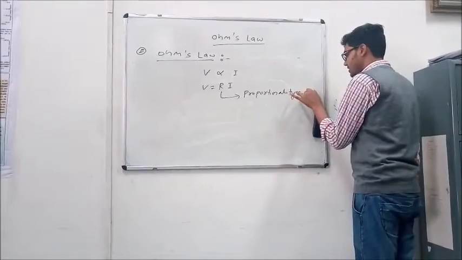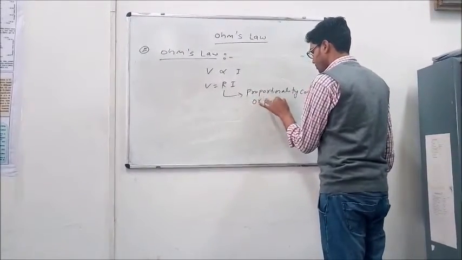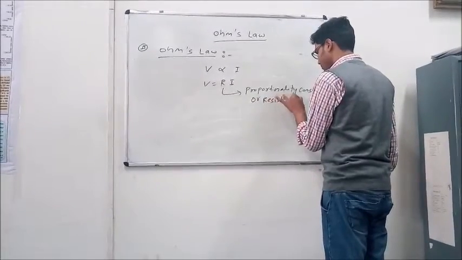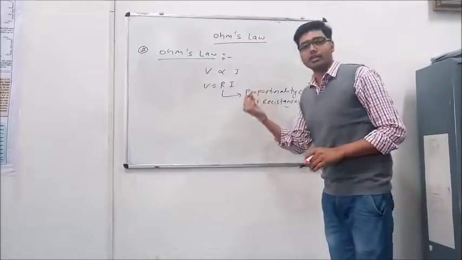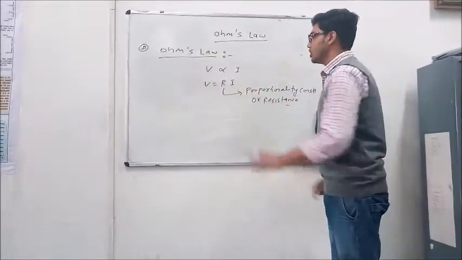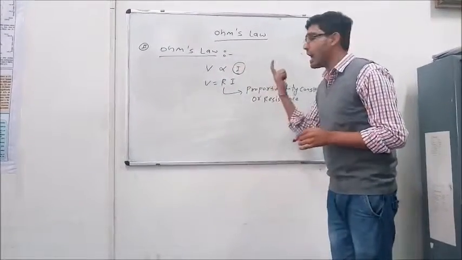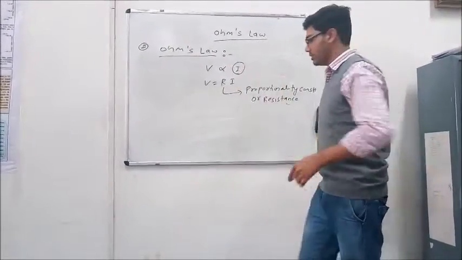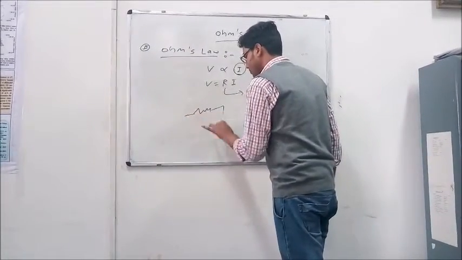Constant, or resistance. It means at constant temperature, if you apply V amount of voltage to a circuit, it will cause I current to flow through it. That relation is given by Ohm's law.